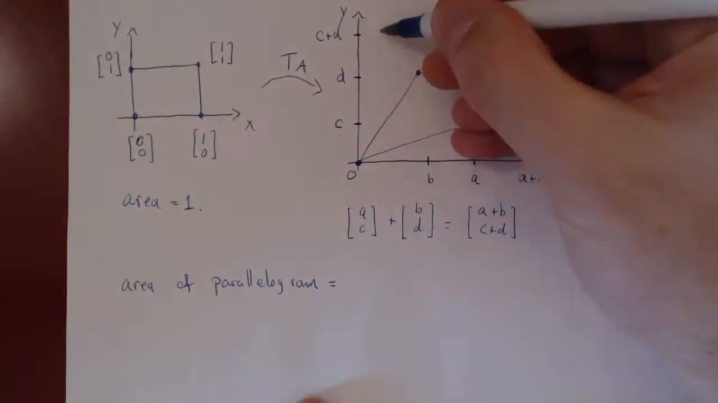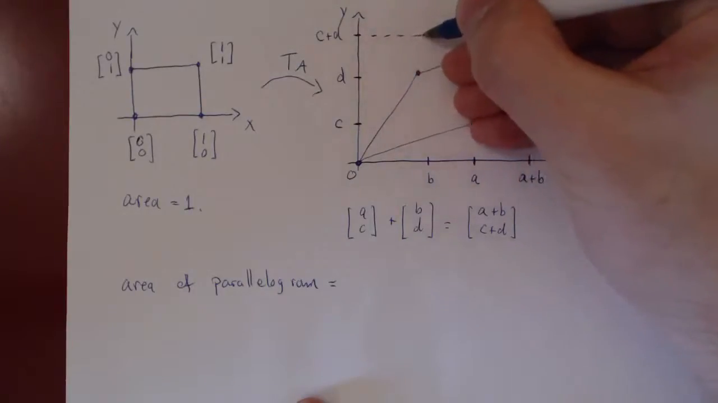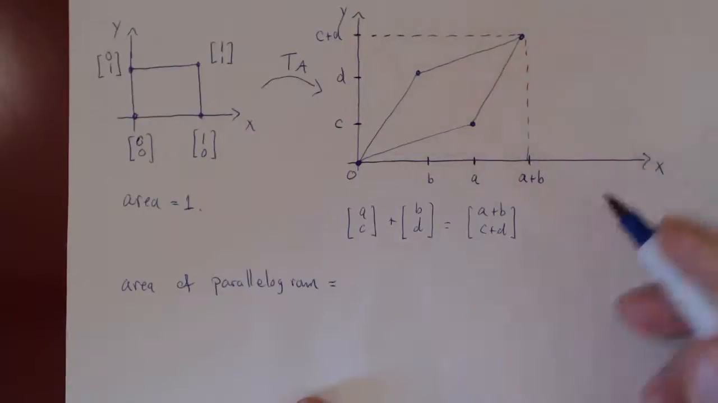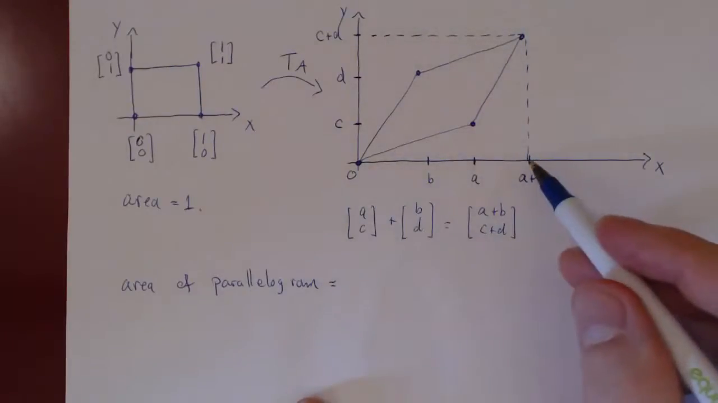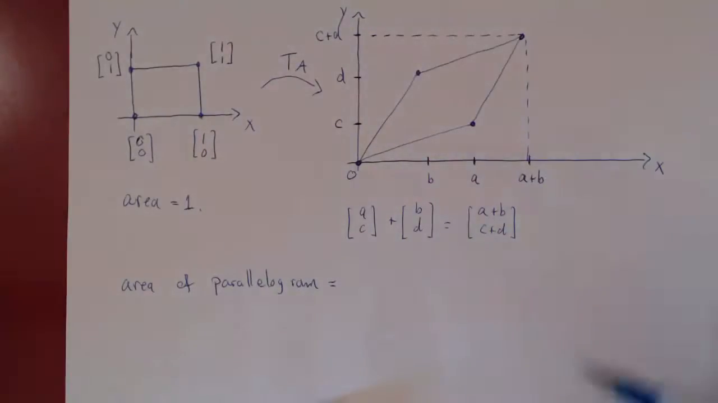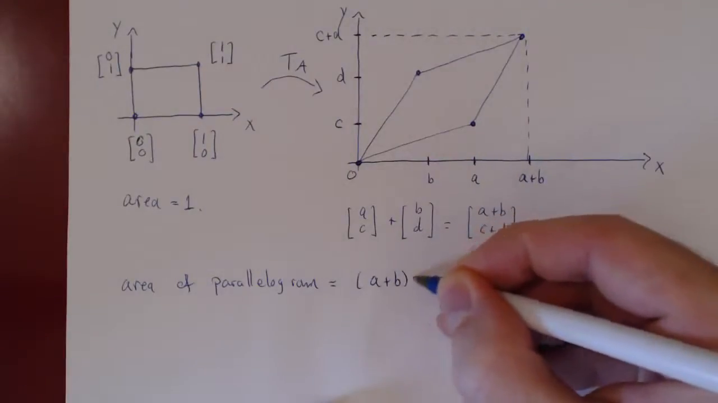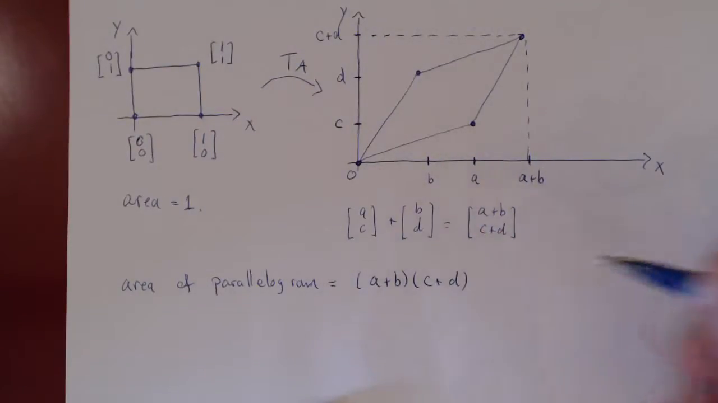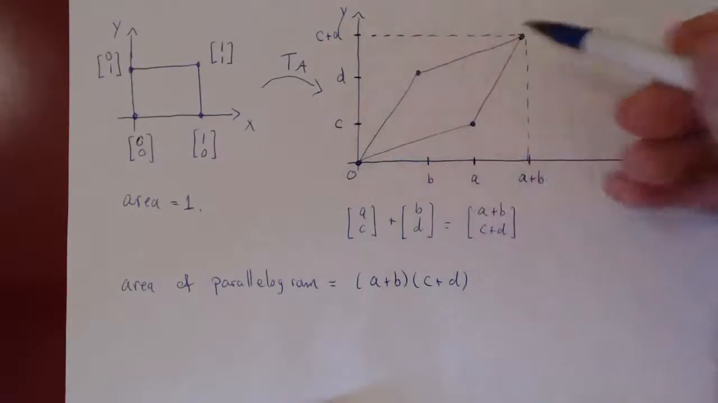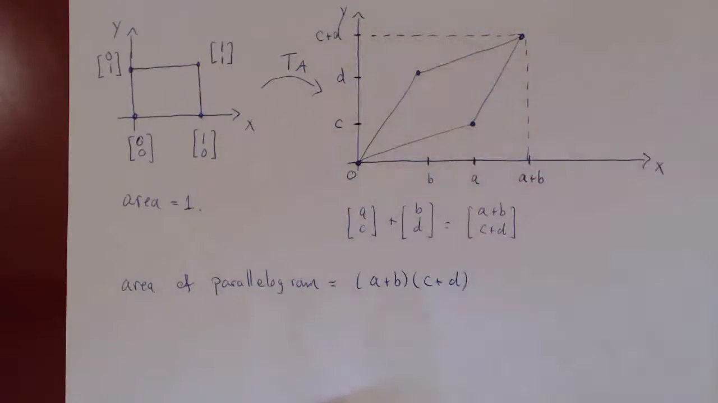So you can embed this parallelogram into a larger rectangle. Namely, the rectangle whose length is A plus B and whose height is C plus D. So let's add now the entire area of the rectangle. We'll have A plus B, the length, times the height, C plus D. And now we want to remove what we don't want. And of course, we'll be left with the area of the parallelogram.